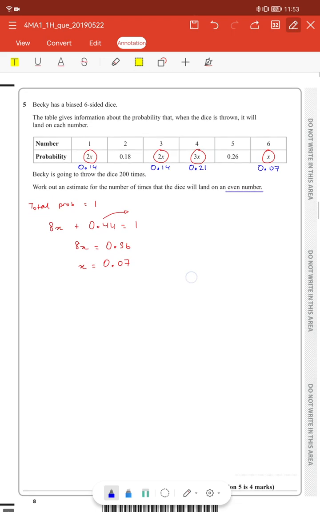Now, the number of times that it lands on an even number. So what's the probability it lands on an even number? Well, that's going to be 0.18 plus 0.21 plus 0.07, which would give us 0.46. Now, if she throws it 200 times, we need to multiply this by 200, which would give us 92 times.